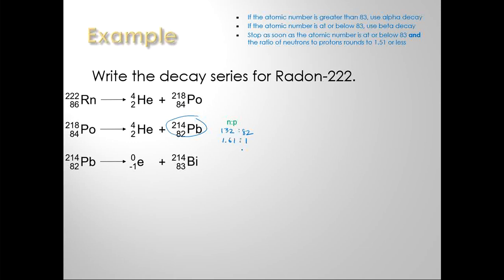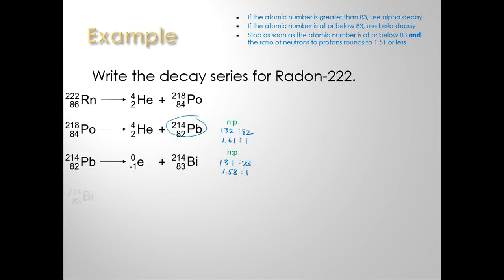Again, here we need to pause and calculate the neutron to proton ratio because the atomic number is at 83. And so we calculate the number of neutrons, and that's 131 to 83 protons. And the simplified ratio for that will be 1.58 to 1. So again, you see that it's not at 1.51, so we have to keep going. You can imagine some of these decay series are actually extremely long. Some of them are really short.